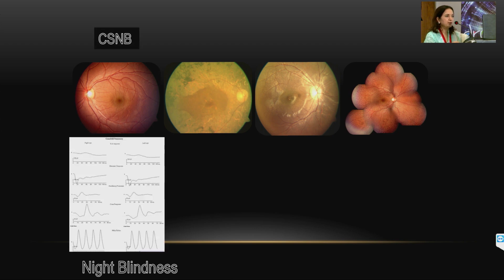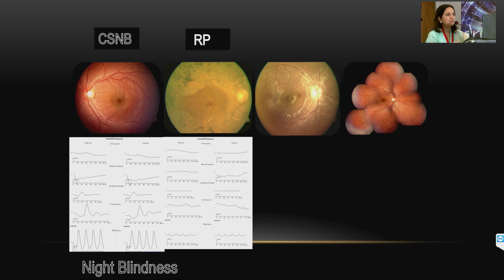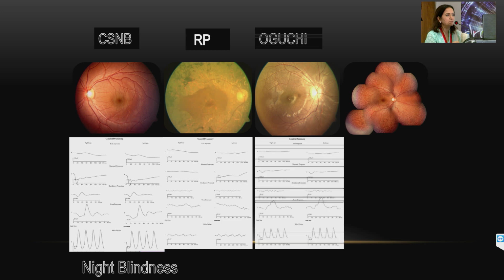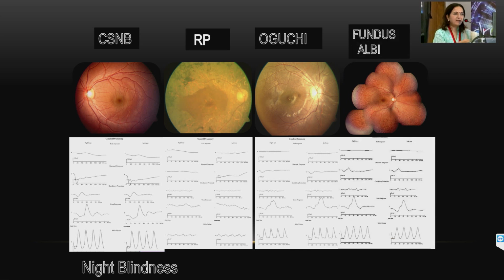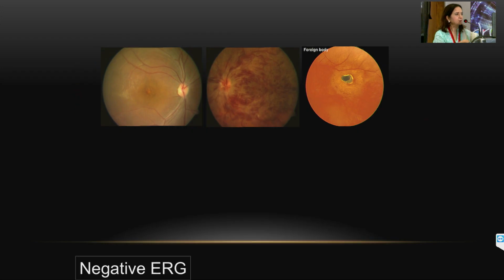So if you do an ERG, you have a normal fundus and a negative waveform, your diagnosis is going to be congenital stationary night blindness. If you have this kind of bony spicule pigmentation and your ERG is flat, then you can make a diagnosis of retinitis pigmentosa. If you have this tapetal reflex and a negative ERG on a combined response, you can make a diagnosis of Oguchi. Night blindness, white spots on the fundus, and a reduced response which becomes better on prolonged adaptation is going to be fundus albipunctatus.